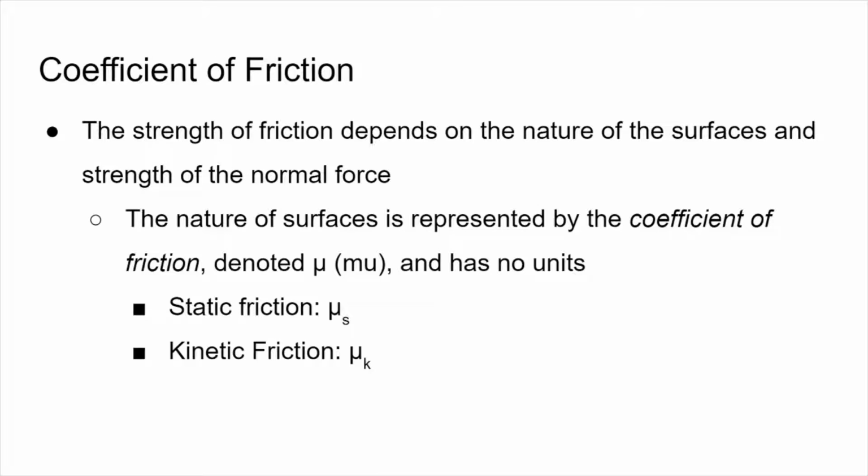Now let's talk about how friction works. The strength of the friction depends on the nature of the surfaces and the strength of the normal force. The nature of the surfaces is represented by the coefficient of friction, denoted as mu, and it has no units. For your static friction, it's going to be denoted as mu sub s, and for your kinetic friction, it's going to be denoted as mu sub k.